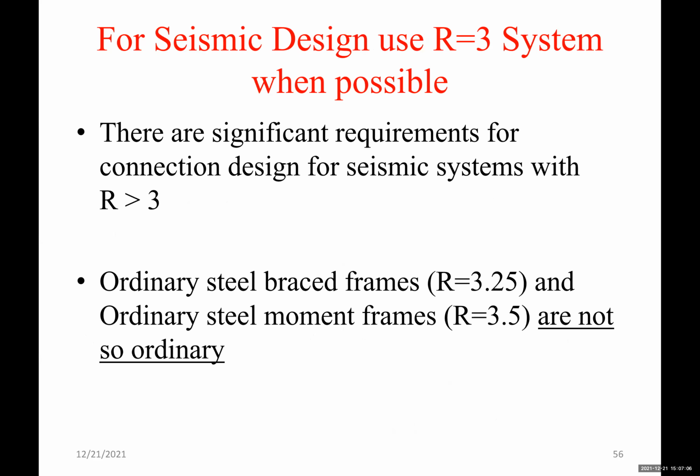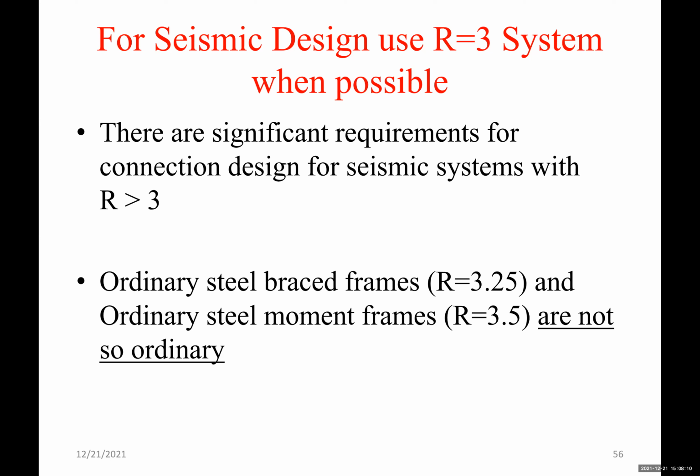For seismic design, use R equals 3 systems when possible. When we are looking at lateral systems, whenever we can, use a lateral system with a response modification factor equal to 3 or less, that will eliminate the use of the seismic provisions, AISC 341. For the connections and the member design, there are a lot of requirements for each system in the seismic specifications, AISC 341. So whenever that's possible, sometimes it's not possible. It depends on the seismic design category you are in, and it depends on the height of the system. Sometimes this is not possible, but whenever it's possible, we use it.